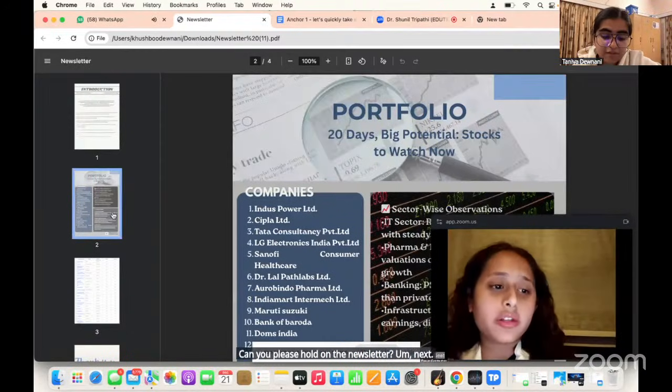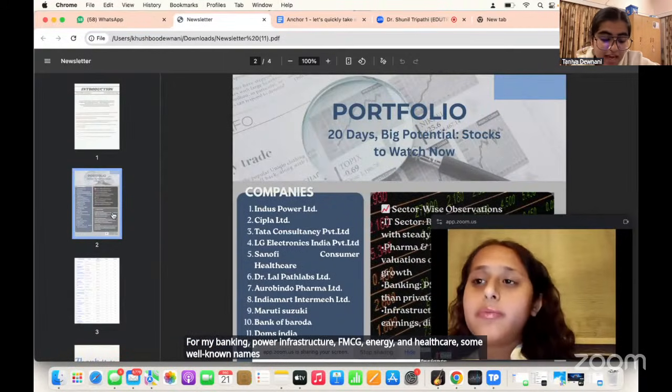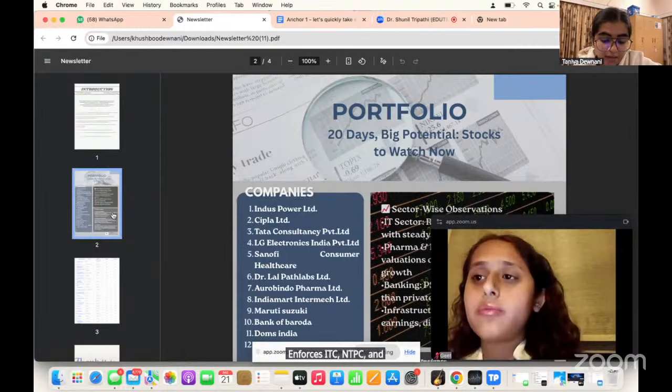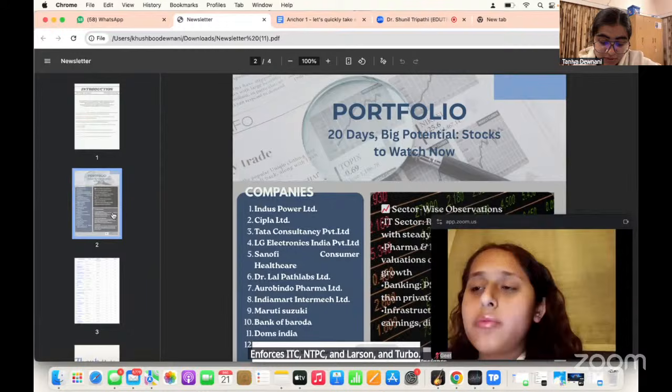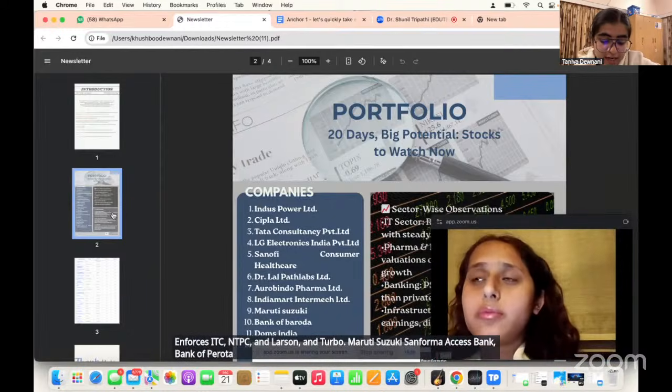Pharma, banking, power, infrastructure, FMCG, energy, and healthcare. Some well-known names include TCS, Infosys, ITC, NTPC, Larsen and Toubro, Maruti Suzuki, Sun Pharma, Axis Bank, Bank of Baroda, Oil India, Adani Ports, and many more.